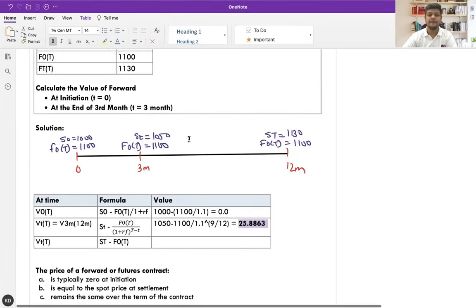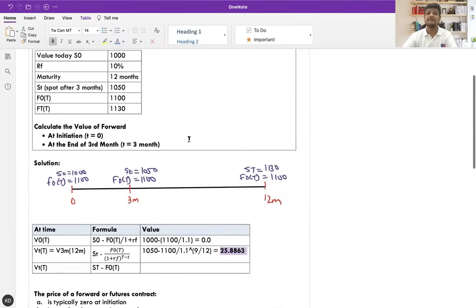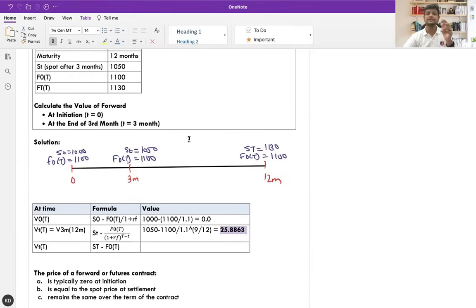That's the value you will get when you settle the contract after 3 months. Clear? So at any time, the value is the difference between the spot and the present value of the future, depending on when you're settling the futures. If you're settling 9 months earlier, take the discounting by 9 months. If you're settling today, then take the discounting for the entire duration. Clear?